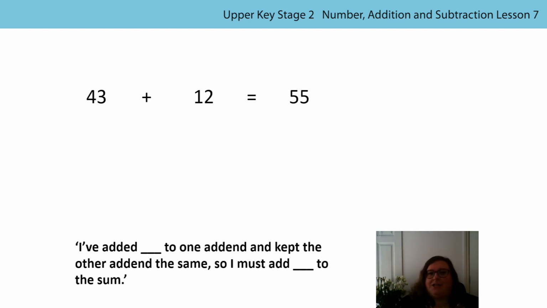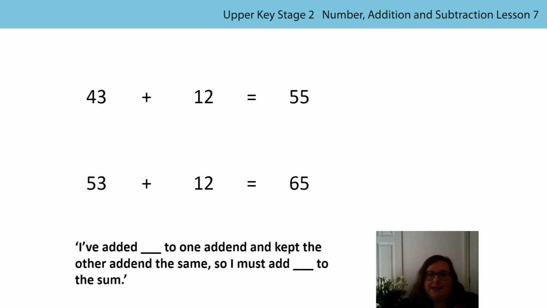Which addend has changed this time? So I've started with 43 add 12 is equal to 55, and now I've got 53 add 12 is equal to 65. Pause and have a go at using the stem sentence to explain what's changed. What did you think? Well, let's compare our addends.